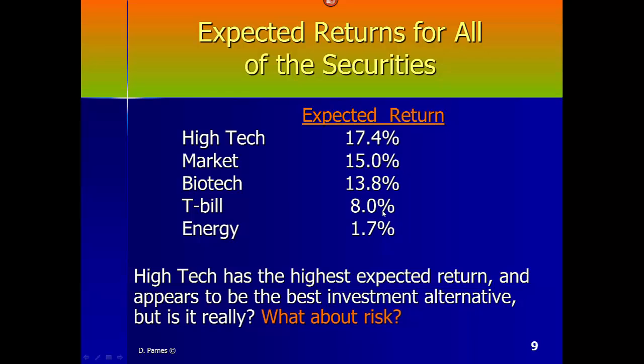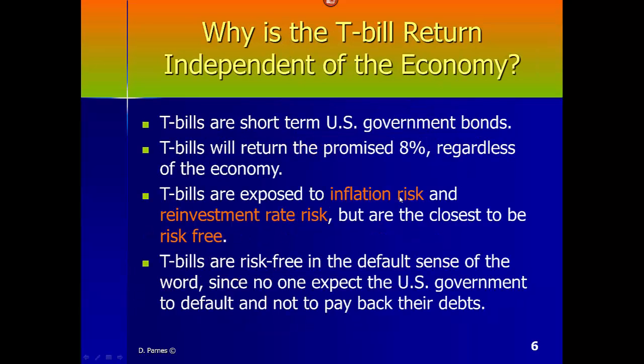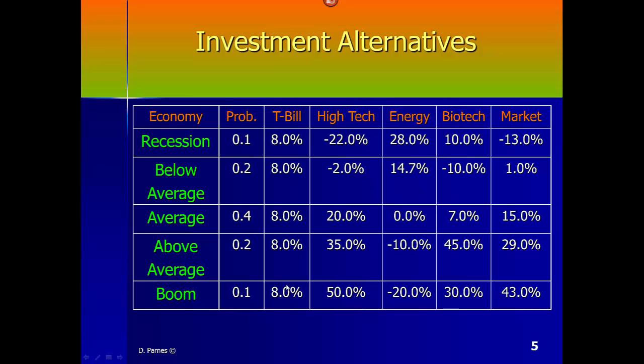Only when you invest in a risk-free investment like US government bond, treasury bills, only then you will have certainty. The 8% was given to you all along the time. Regardless of the economy, you will get 8%. That's the only thing that has certainty. Zero risk, risk-free investment, 8% all the time.